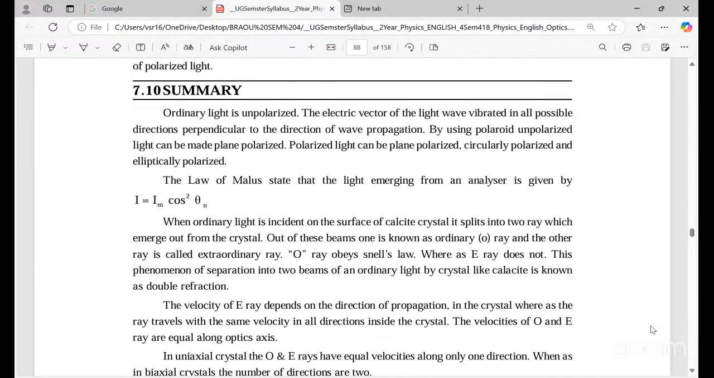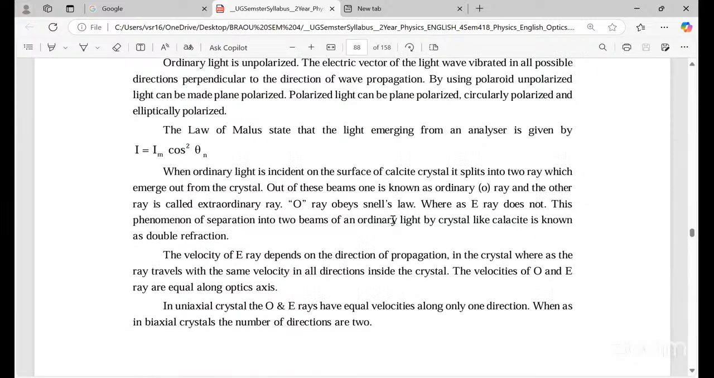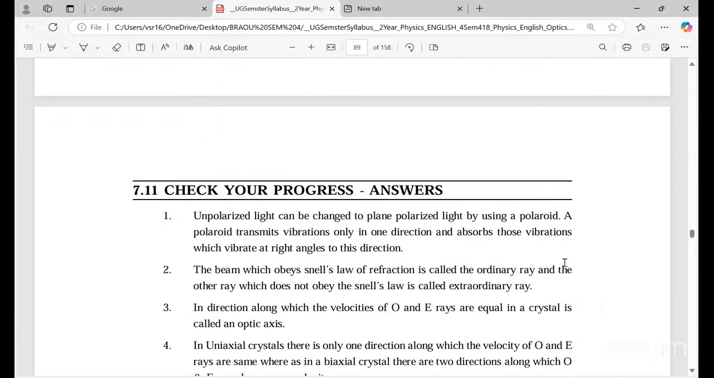So what is the summary of this polarization chapter? Malus law. What do you mean by polarized light? How unpolarized light may be converted into polarized light. Malus law, Brewster's law, polarization by reflection, Huygens theory, double refraction. What is a polarizer and what is an analyzer? If both are parallel or both are perpendicular, what will happen? And Brewster's law, Nichols prism, everything we have discussed.